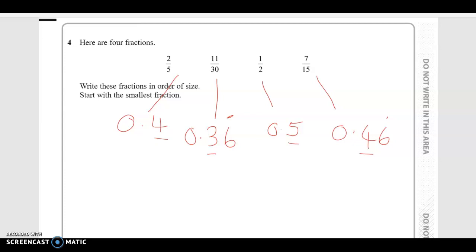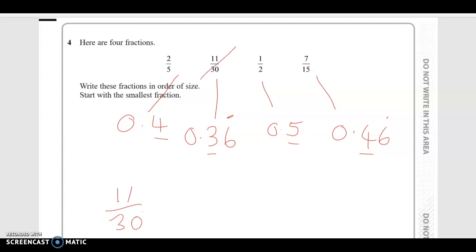Now I'm not going to write the decimals as my answer. I'm going to write the fractions themselves. The decimals were just there to help me find out which ones were the biggest and which ones were the smallest. So you can see that the one with 0.36 recurring is our smallest one, so this goes first. But I am not going to write that. Why not? Well, as I said, I've got to write the fraction. So 0.36 is 11/30.